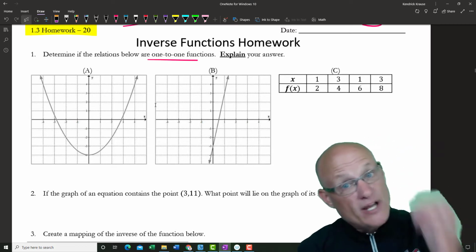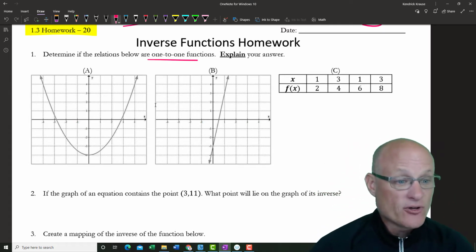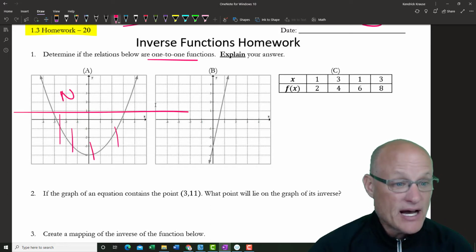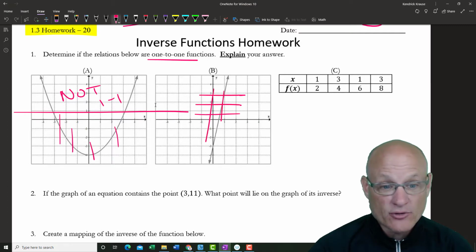All right, determine if the relations below are one-to-one functions. So remember, if it's a one-to-one function, you've got to first check vertical, then check horizontal. Vertical works, so it is a function, but it fails the horizontal, so not a one-to-one function. This one passes both the vertical and horizontal tests, so yes, one-to-one.